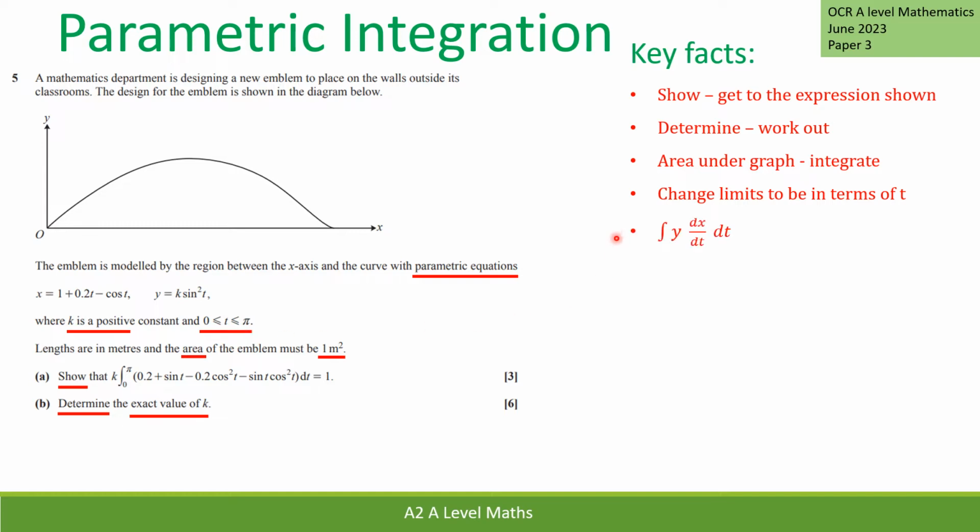When we're integrating parametrically, we need to know that we're integrating my function y. Now normally we integrate y with respect to x. But you can see here I've got dx by dt times dt. Now if you imagine you crossed out these dt's here, you're left with the integral of y with respect to x, which is how we normally integrate.